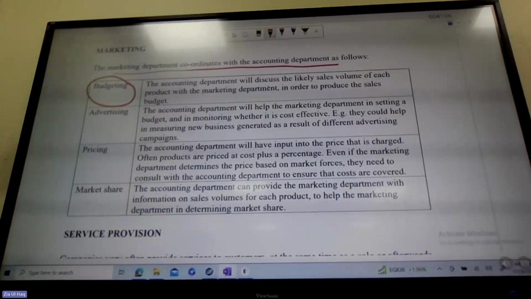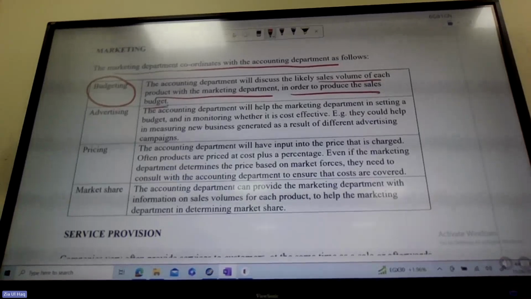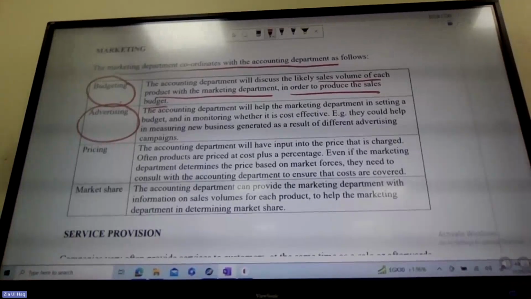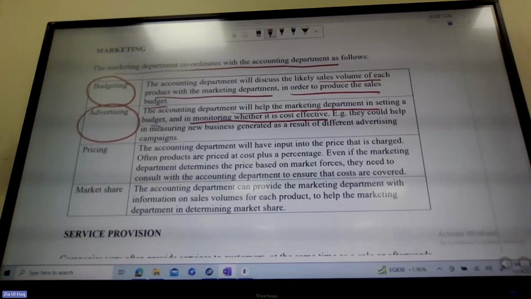The accounting department will discuss the likely sales volume of each product with the marketing department in order to produce the sales budget. And advertising expenditure: what was the past advertising expenditure, and what could be the future advertising expenditure? To measure and calculate these, both departments have to communicate with each other. The accounting department will help the marketing department in setting up a budget and in monitoring whether it is cost effective. For example, they could help in measuring new business generated as a result of different advertising campaigns.